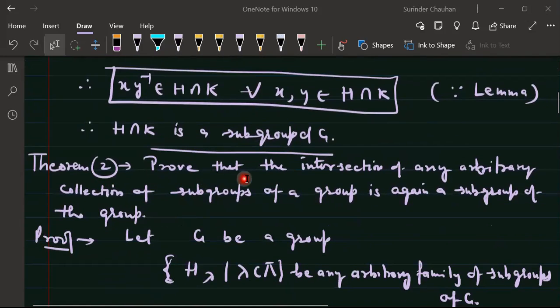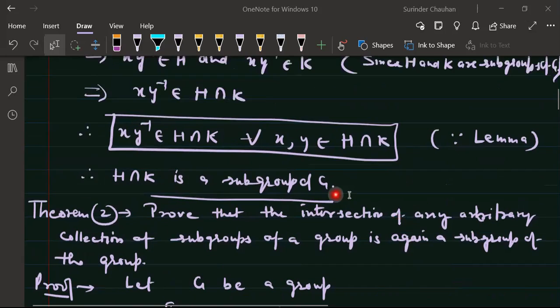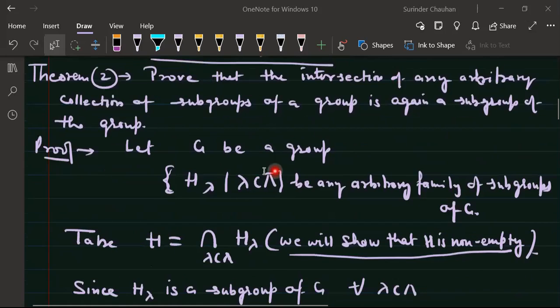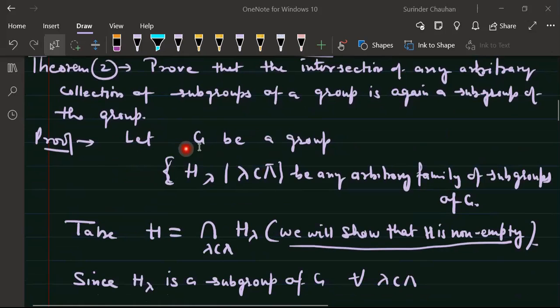Now the next one: prove that the intersection of any arbitrary collection of subgroups of a group is again a subgroup of that group. So given, let G be a group, and let's take a collection of subgroups H lambda, lambda belonging to capital lambda. Let's consider the set as any arbitrary collection of subgroups of G.